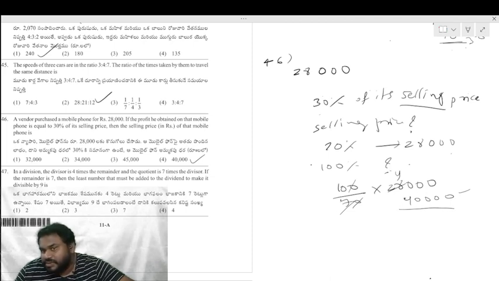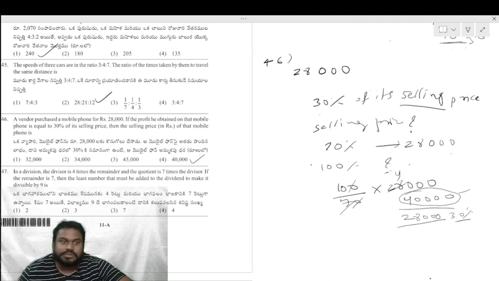The selling price is 40,000, but he purchased it at 28,000 only. So because of that, he got 30% profit. That's what he's selling. On selling price, he got a profit of 30%. Okay.